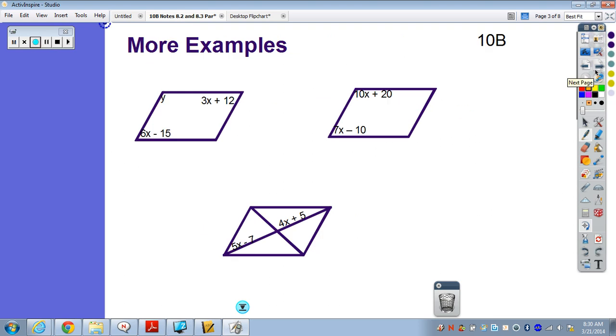Okay, so 3 more examples. I would recommend pausing the video and actually trying these examples and then looking back at them to make sure that you understand what we're doing.